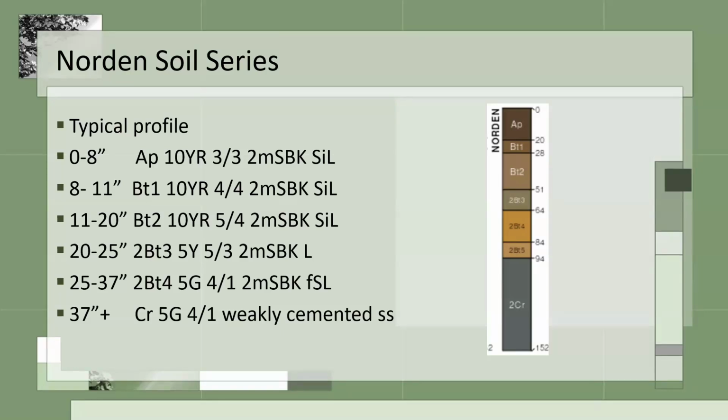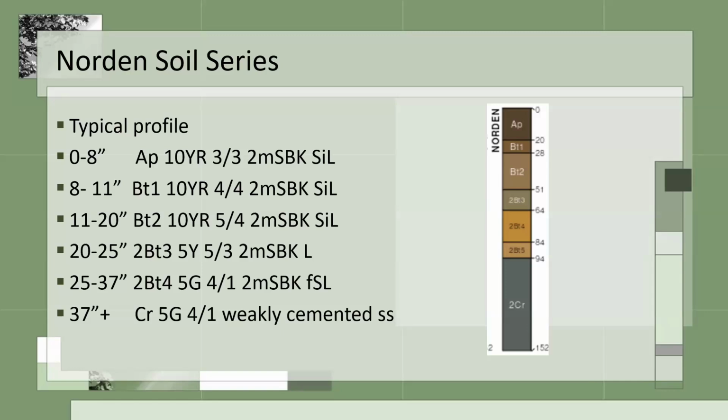Now you see it says 2Bt3. So we have that second parent material coming in. And also look what happened to the color. It went from 10YR, sort of that loess cap, to now we have that glauconitic sandstone giving us some really strange colors, 5Y 5/3, 2 M SBK loam. So now we're getting away from the silt and getting more of the sand, and now it's a loam.